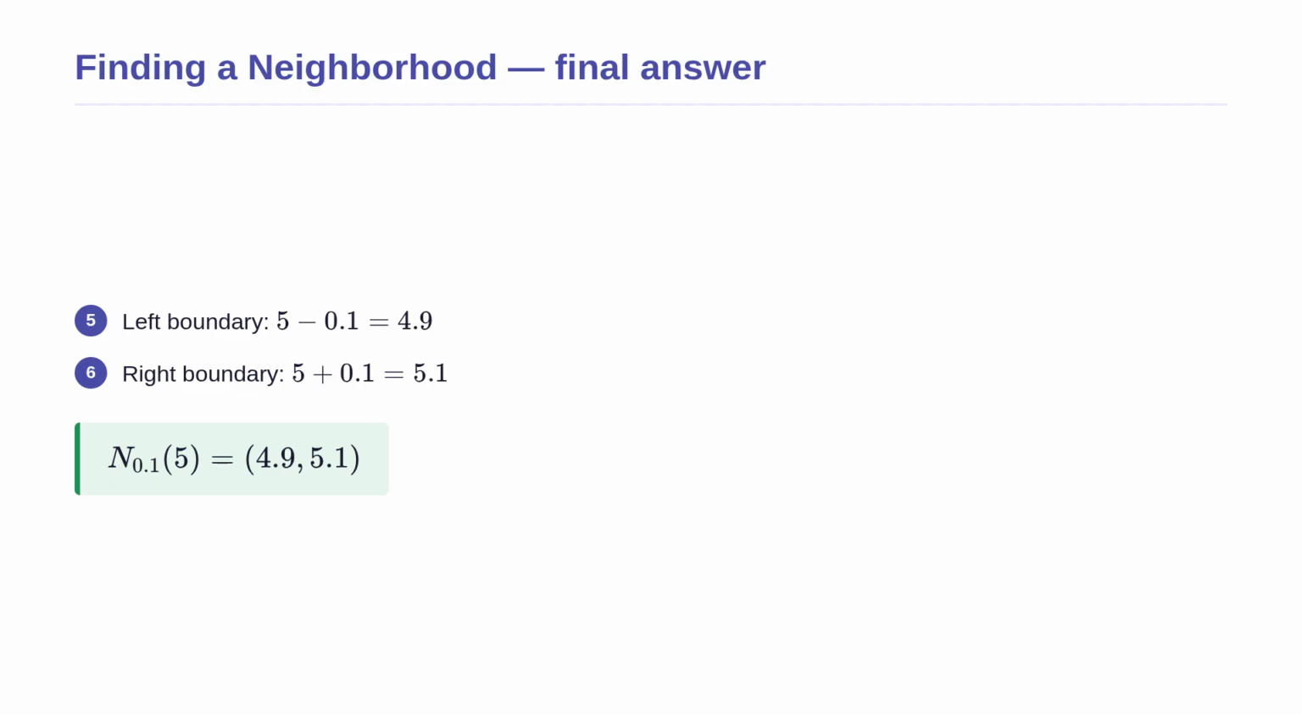Continuing with our calculation, we perform the basic arithmetic to find the final boundaries. The left boundary is calculated as 4.9 and the right boundary is calculated as 5.1. This means any number strictly between 4.9 and 5.1, such as 4.95, lives inside this specific neighborhood. The numbers 4.9 and 5.1 themselves are not included because a neighborhood is always an open interval.